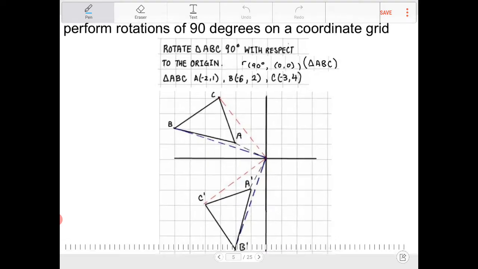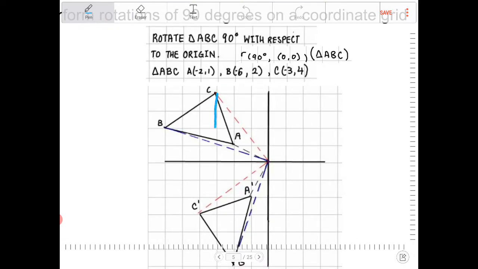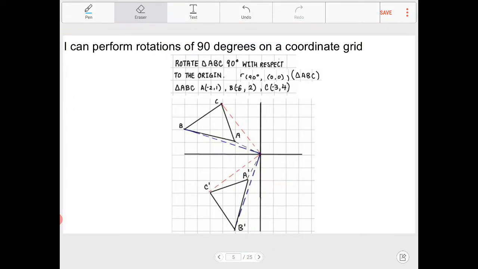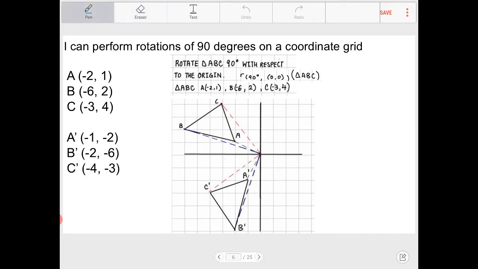And the same thing could be said about point C. So here we're going down 4 and over 3. So that means over here we're going to go down 3 and over 4 to get to point C. All right. So this is a 90-degree counterclockwise rotation of triangle ABC. So here it is again. This was the original set of coordinates. These are the coordinates after the transformation happened.